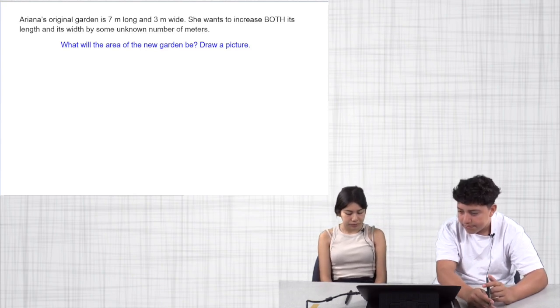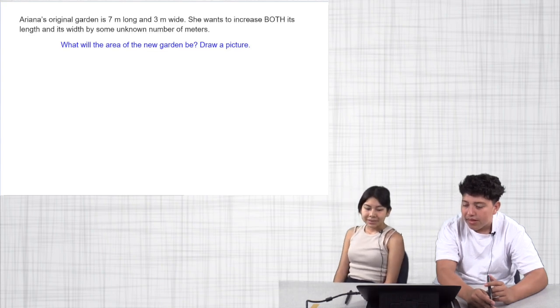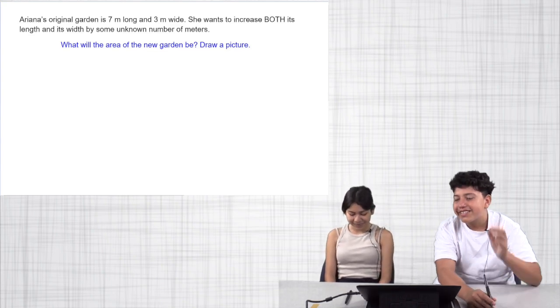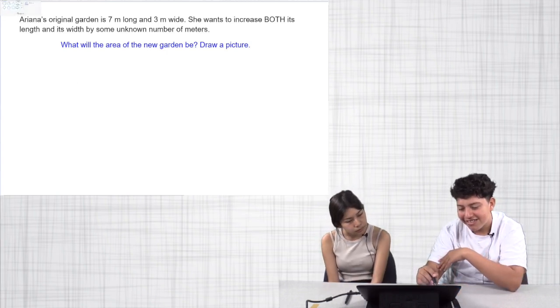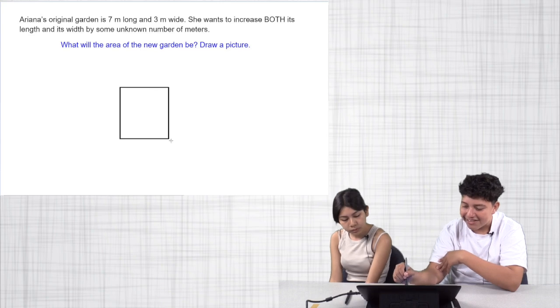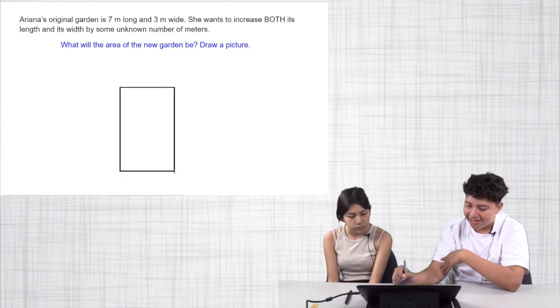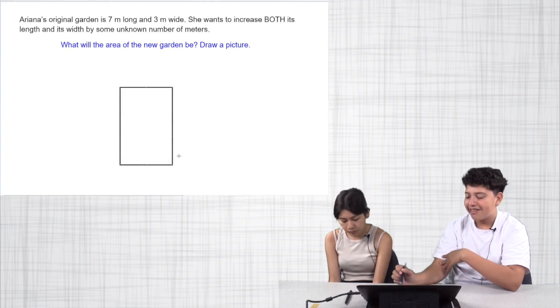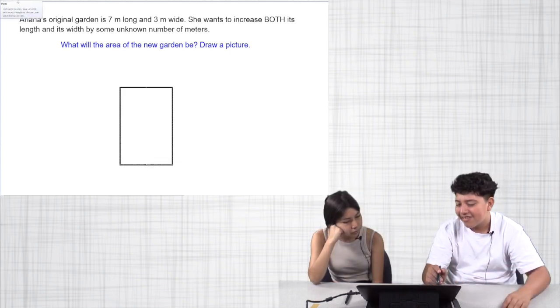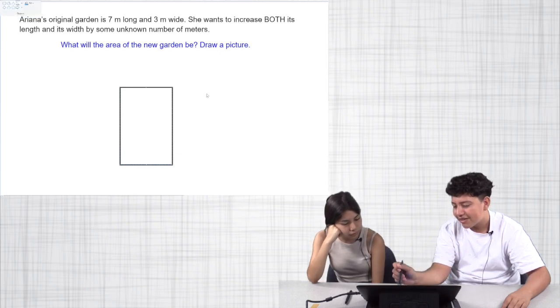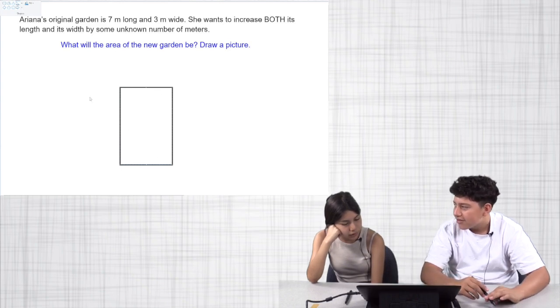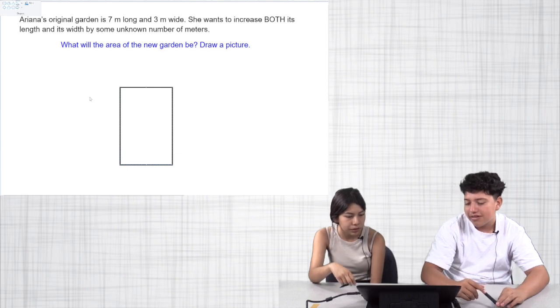Draw a picture. Well, what do you think this is asking you? To draw a picture, yeah. Let's do a rectangle first, right here in the center. 3 meters, 7 meters long. Like that. And then you want to do the length? Or how you want to do it? Extend it that way or like from the drawing? Extend it in a different color.